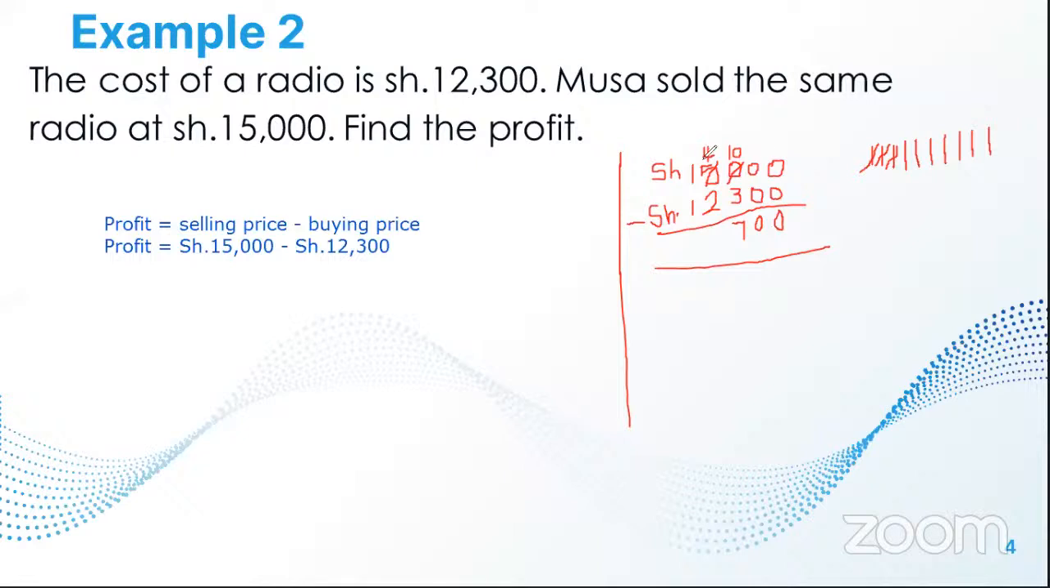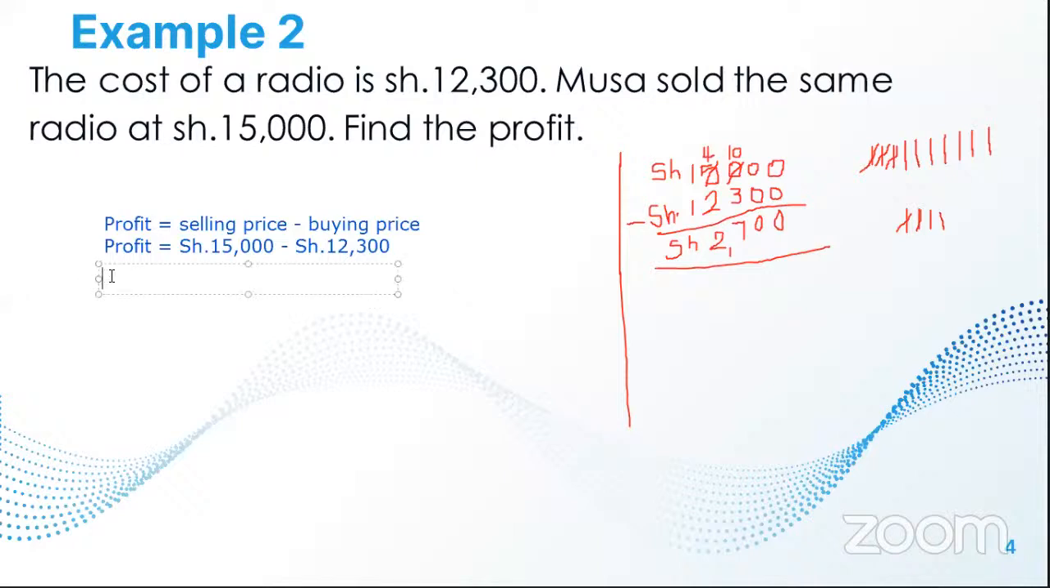Now this one has remained 4. Here we have 4. 4 take away 2. So you have there 4. When we take away 2, what do we remain with? 2. We remain with 2. Now this is 1 take away 1. 0. So that means how much is the profit? 2,700.